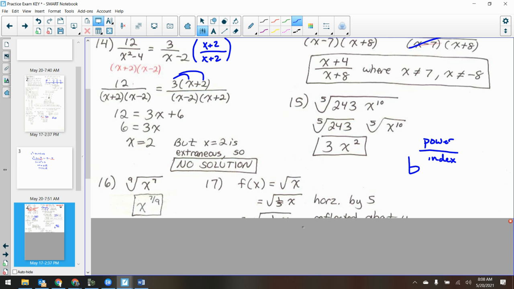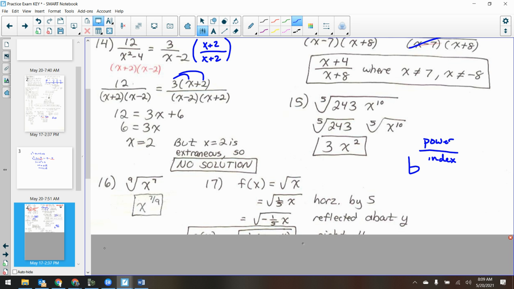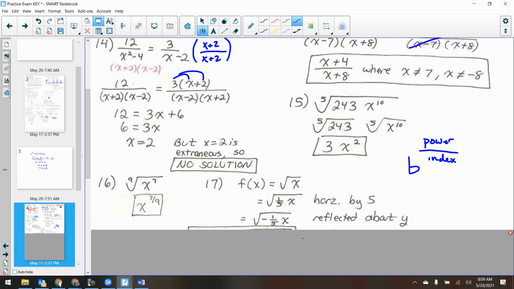Number 17. We have a transformation question for number 17. Let's go. Parent function f of x equal to square root of x is stretched horizontally by a factor of 5. Remember, horizontal stretch multiplies to the inside. So 1/5 x is on the inside. Then it's reflected across the y-axis, which will change the x value, making it negative x. So we got a negative 1/5 x inside.